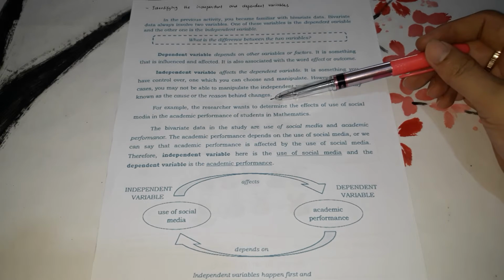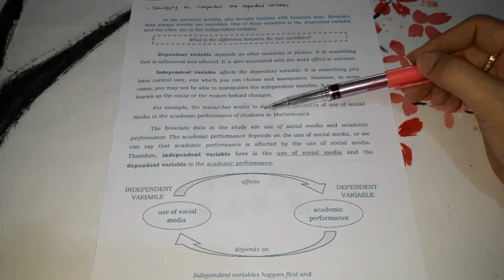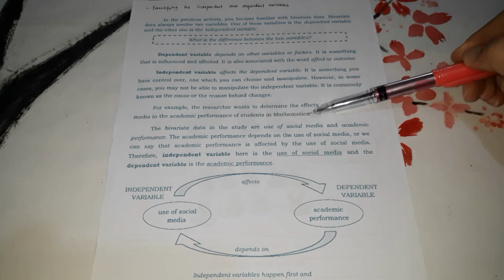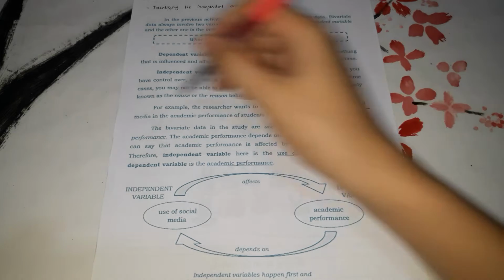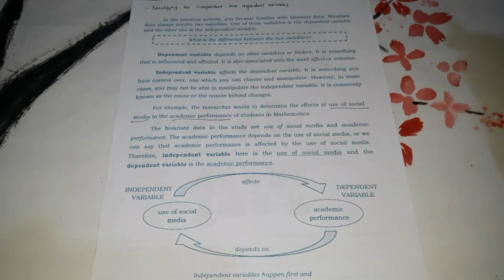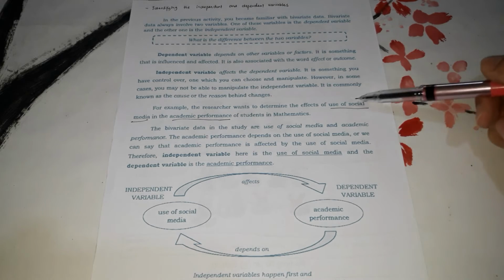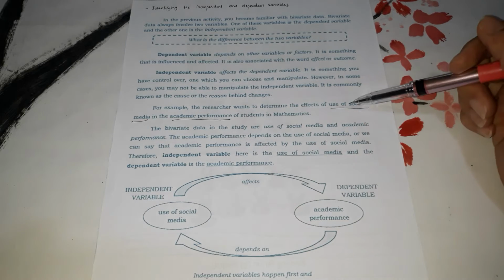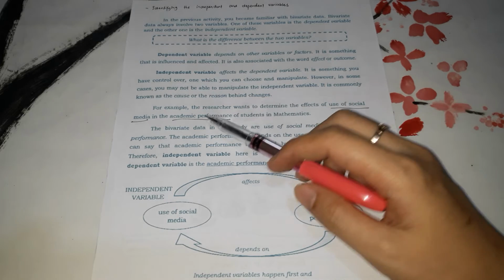For example, the researcher wants to determine the effects of the use of social media on the academic performance of students in mathematics. The bivariate data in the study are the use of social media and the academic performance. Those are the two variables. The academic performance depends on the use of social media, because the use of social media affects the academic performance. Therefore, the independent variable is the use of social media and the academic performance is the dependent variable.